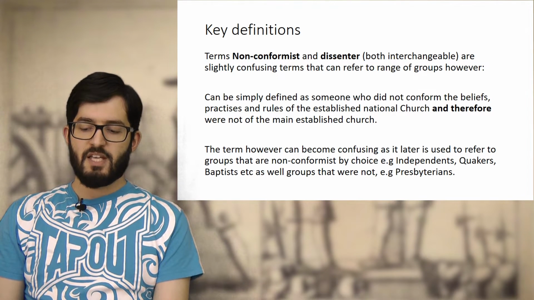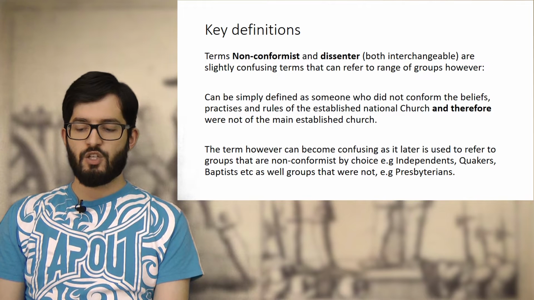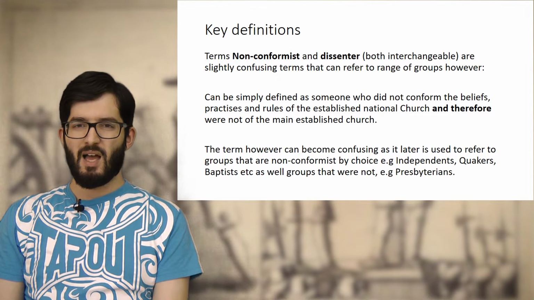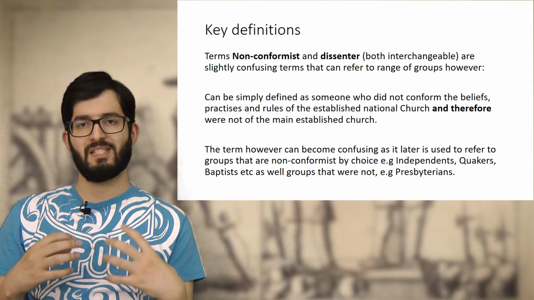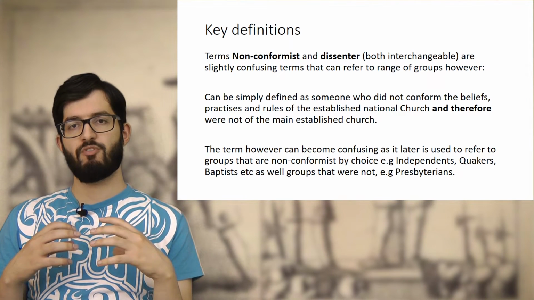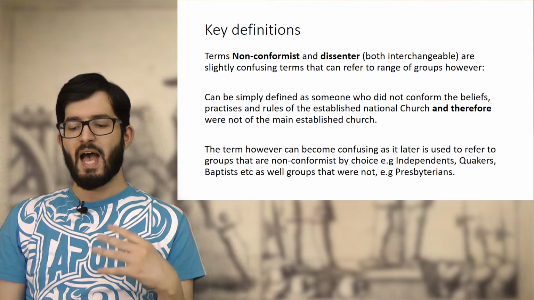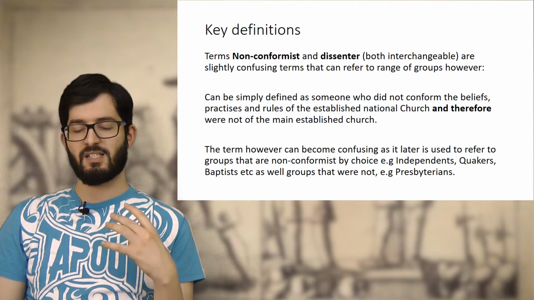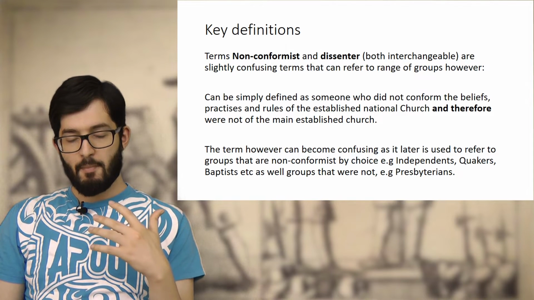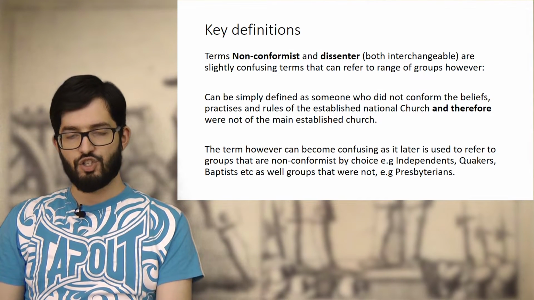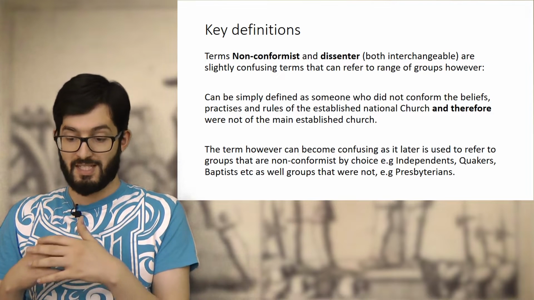Essentially, they refer to a range of groups. So non-conformist or dissenter isn't one specific group. It's a descriptor which refers to a range of groups, and they can quite simply be defined as somebody who does not conform to the beliefs, practices and rules of the established church, and are therefore not part of the established church as a result.